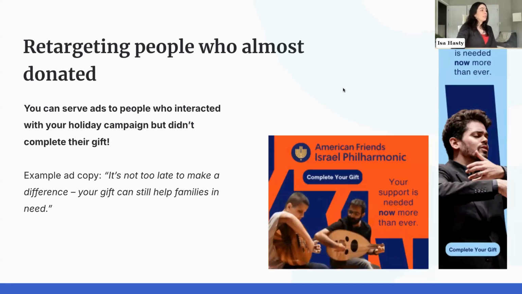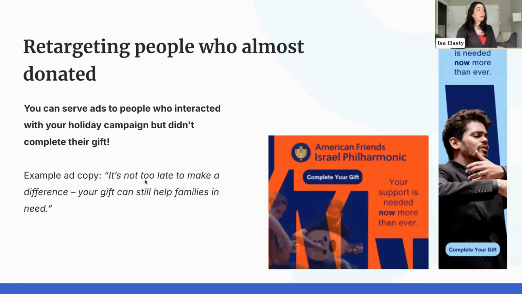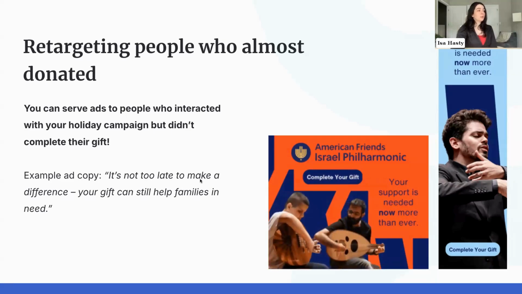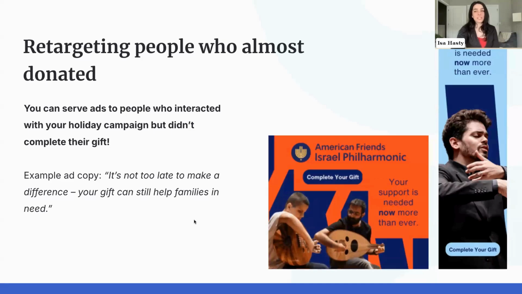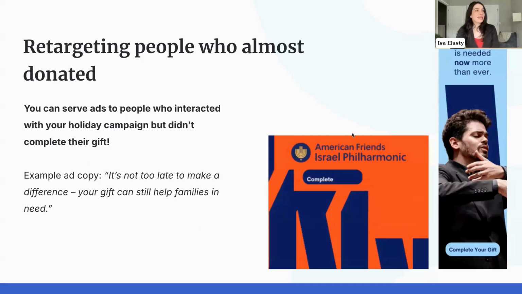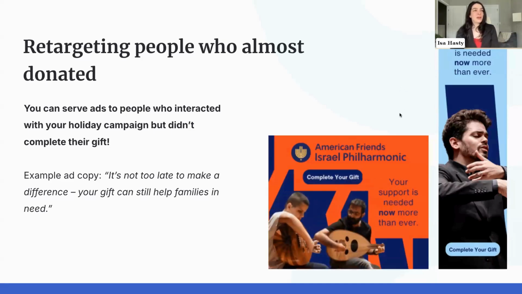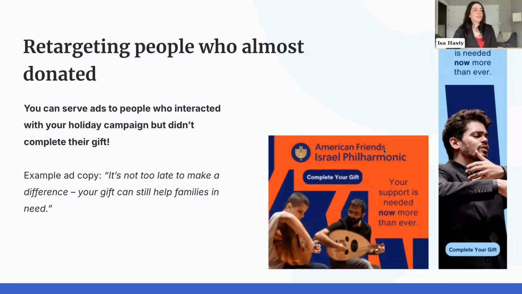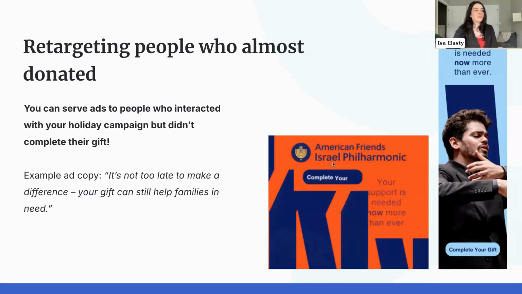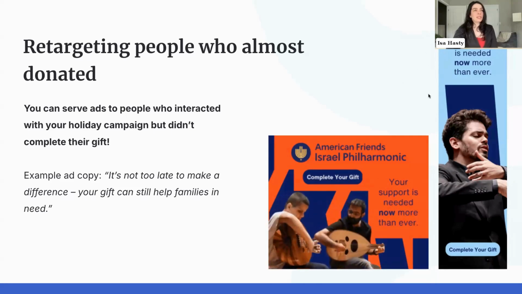An example of some ad copy here might be, "It's not too late to make a difference. Your gift can still help families in need." You can obviously get creative here with how you want to appeal to them, but making them feel like, okay, the urgency is done, but you can still give that gift that you were considering giving. And then again, from the AFP organization, we have some examples here of cart abandonment retargeting campaigns, asking people to complete their gift. "Your support is needed now more than ever."